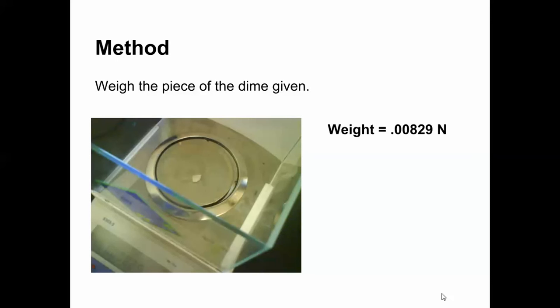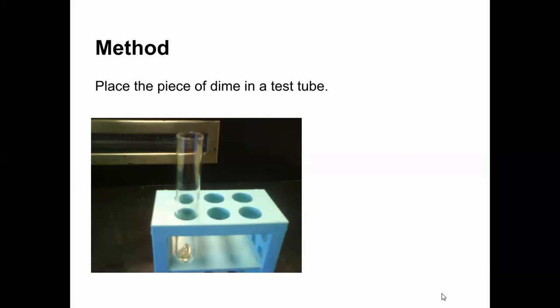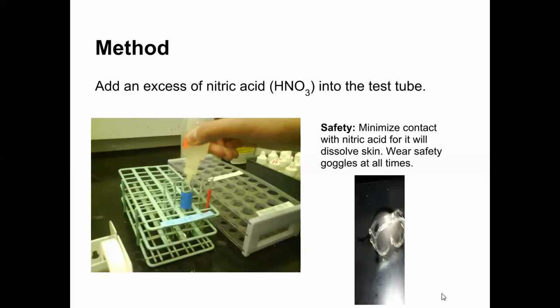First off, weigh and record the mass of the dime. Our datum was unintentionally measured in newtons, but that was taken care of with a simple conversion to grams. Next, the dime needs to be in a test tube for the experiment to proceed. After that, add in an excess of nitric acid.